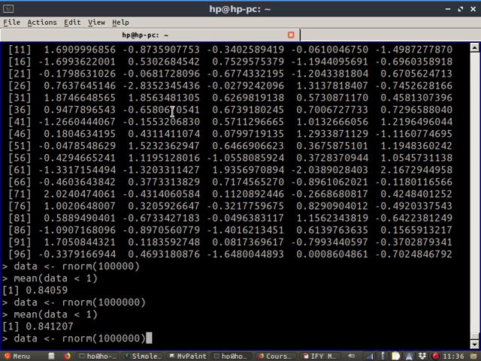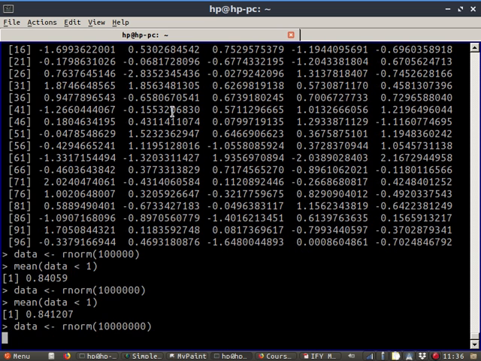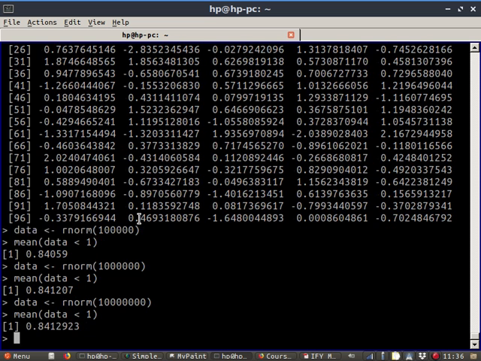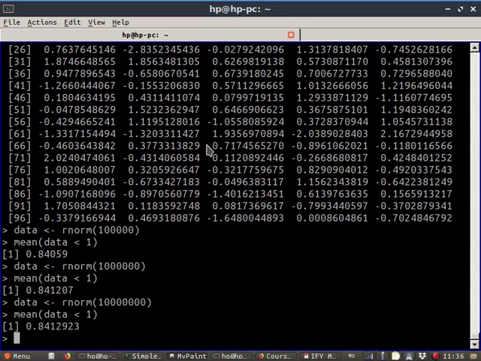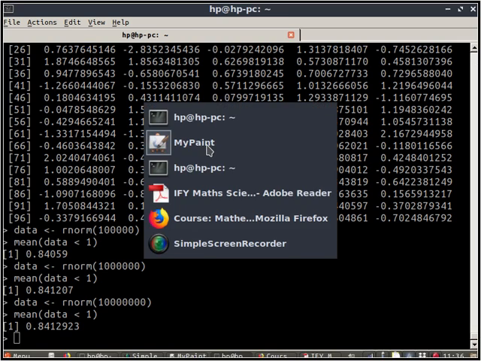Will we do one more level? Steady. Computing. 10 million. 84,129, which we would round off to 84.13, which matches precisely now the value here. Okay, well, can I close this?